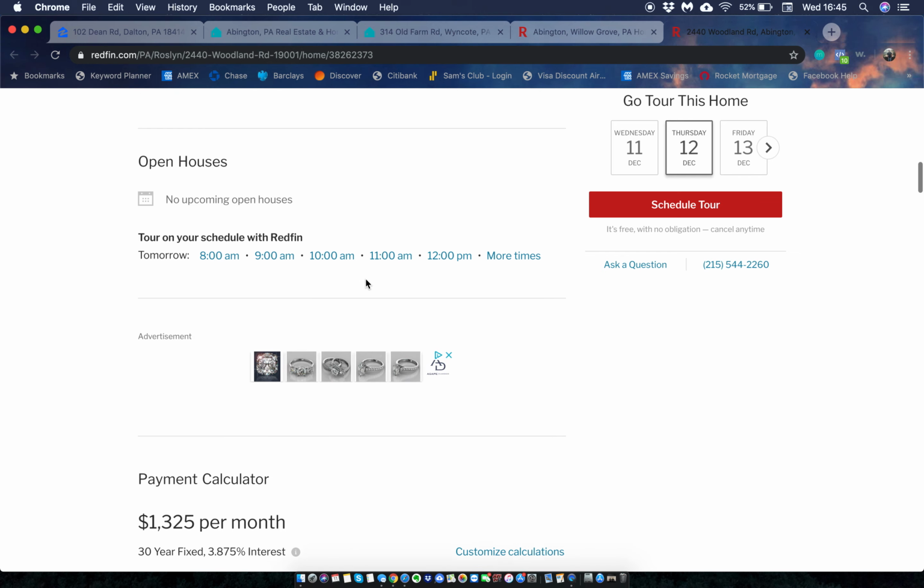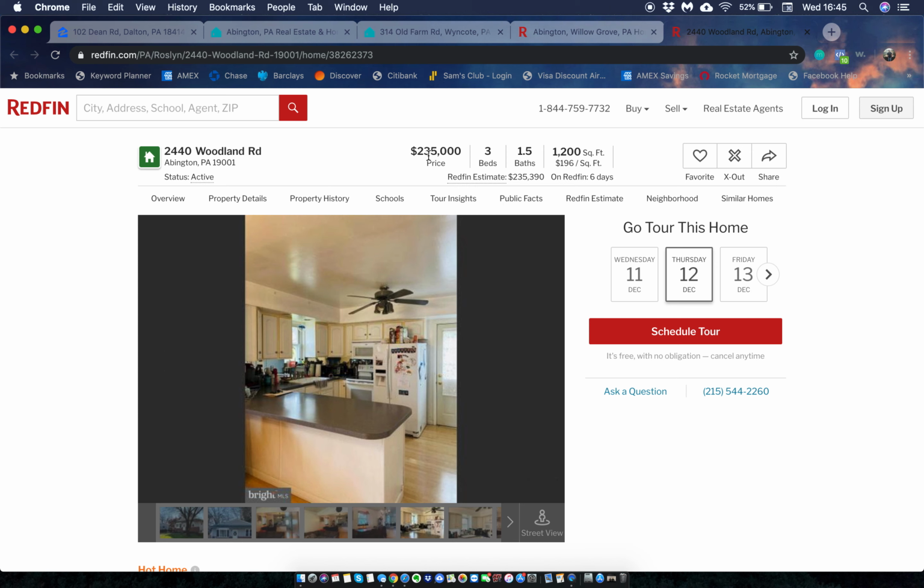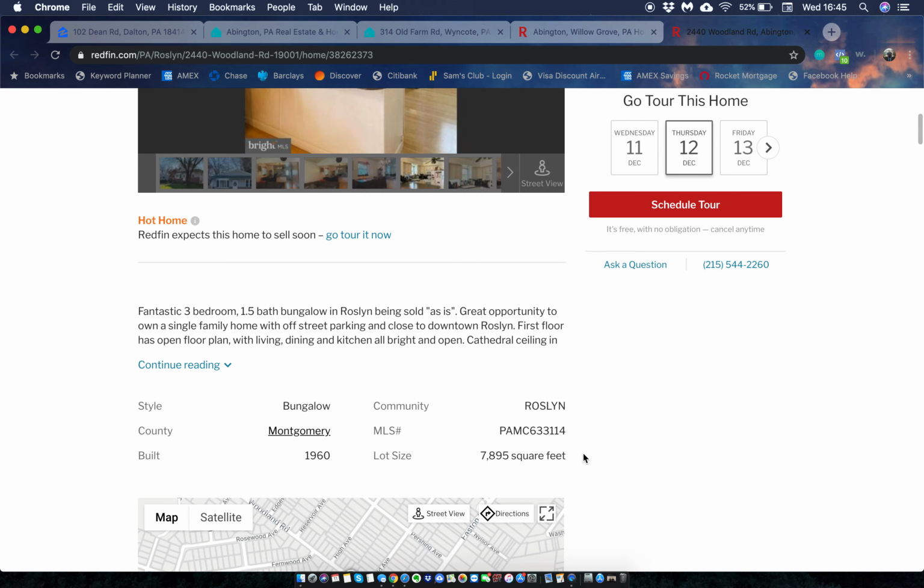So I hope that helps you understand exactly how to shop for a house, what to look for. Again, you're looking at the sale price, the number of beds, the number of baths, been on Redfin 6 days. That's a huge factor you want to start looking at. It helps you understand how aggressive you should be with your offer on this property.